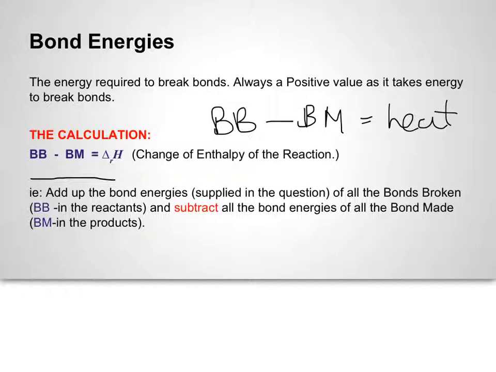So you're going to add up all the bonds broken and you're going to add up all the bonds made and you're going to subtract one from the other, and the result is going to be your delta H for the reaction.